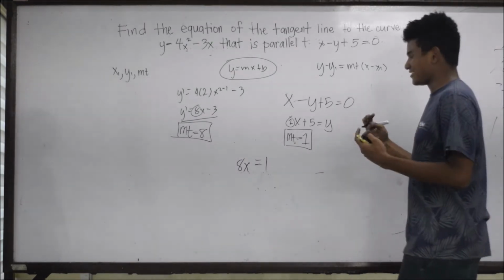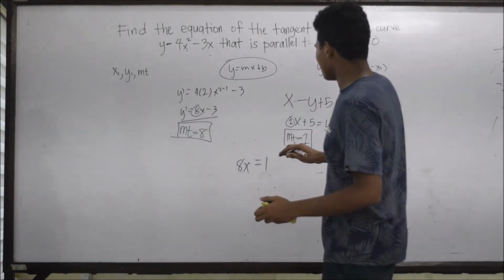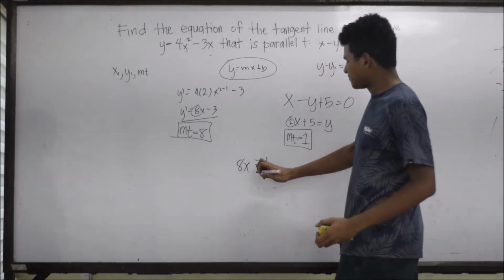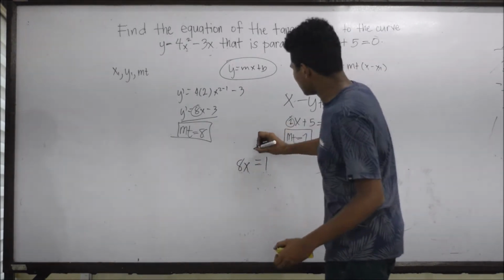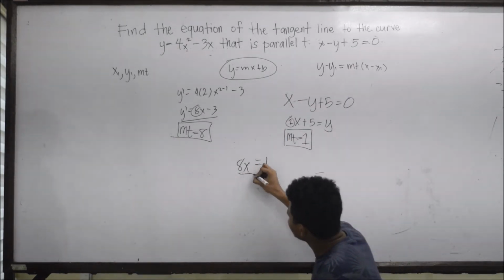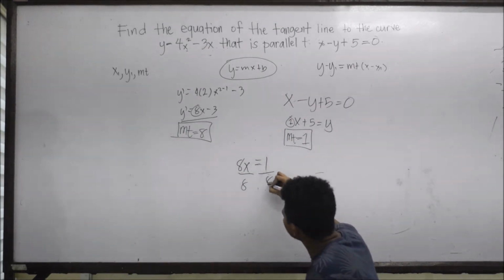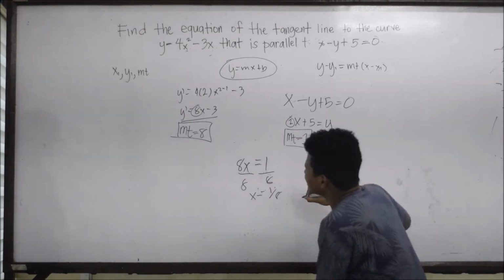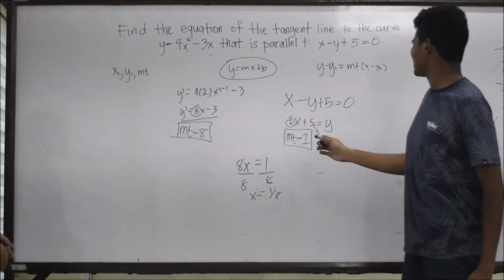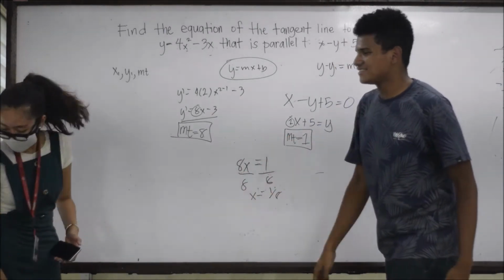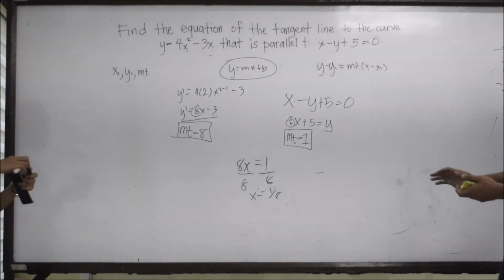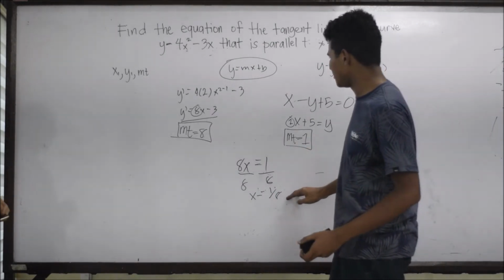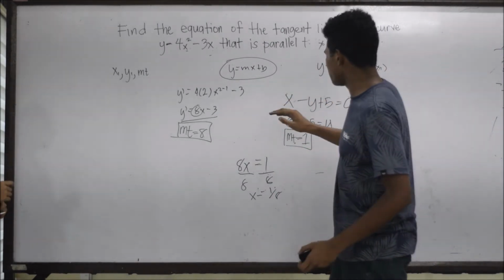In finding the value of x, we're just going to simply divide this equation by 8. So we're going to divide it by 8. So the answer would become x is equal to 1/8. So finally, we acquired everything that we have. We found our x variable, our slope.